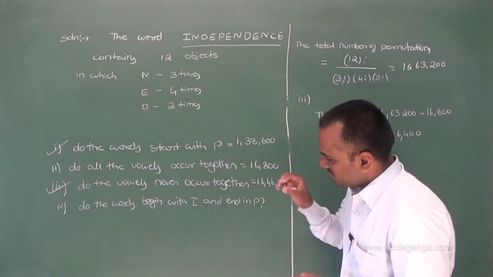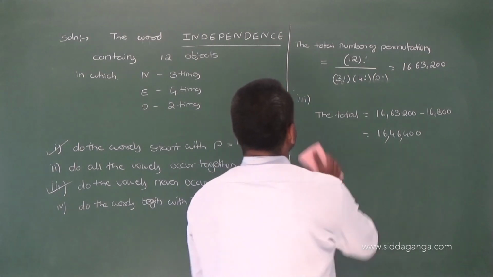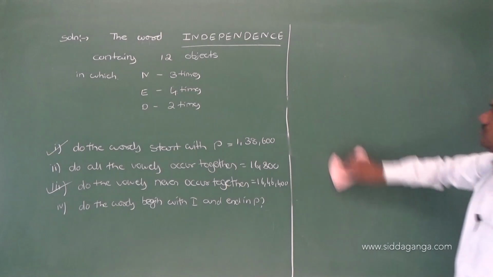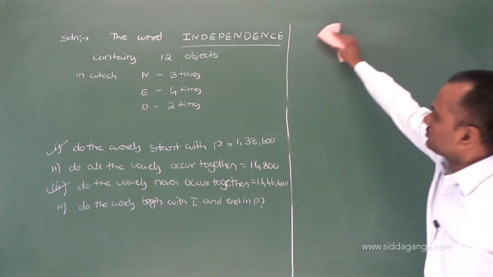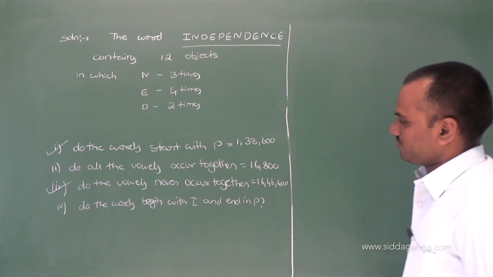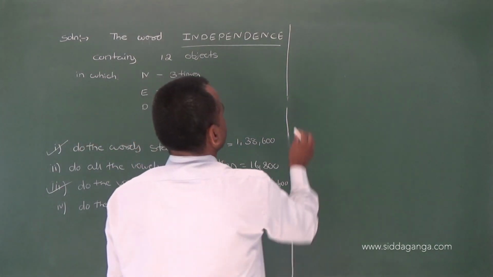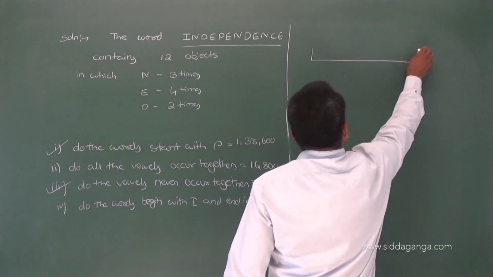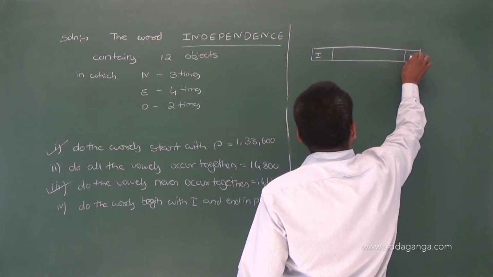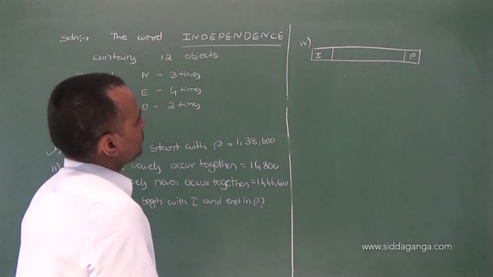Do the words begin with I and end with P? That is the last question we left out. So, in the 12 arrangements, I in the first place, P in the last place. 12 minus 2, 10.